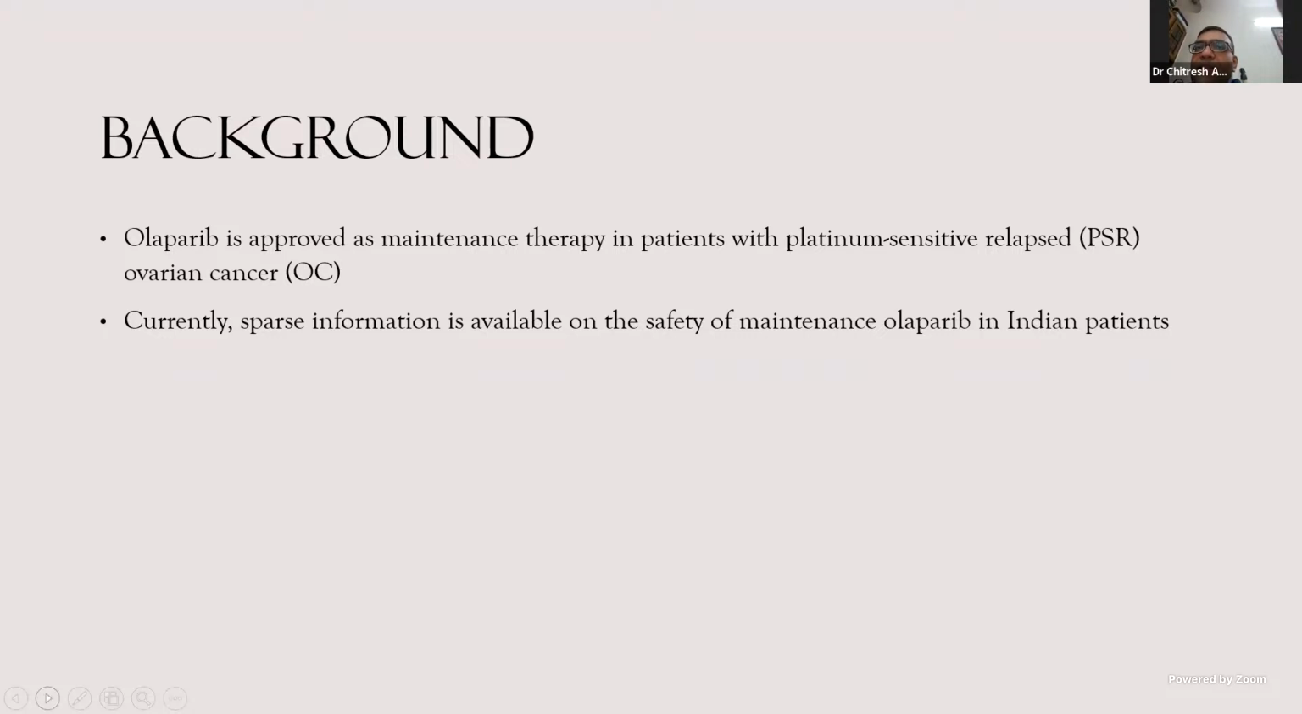So olaparib, as we have seen, is approved as maintenance therapy in patients with platinum-sensitive relapsed ovarian cancer. And currently, there is sparse information available on the safety of maintenance olaparib in our own set of patients, that is Indian patients.